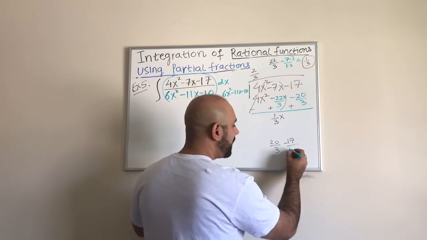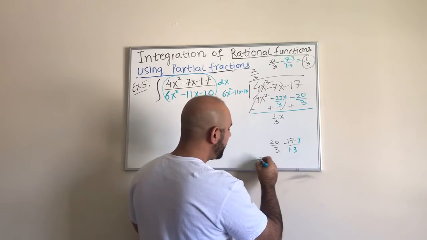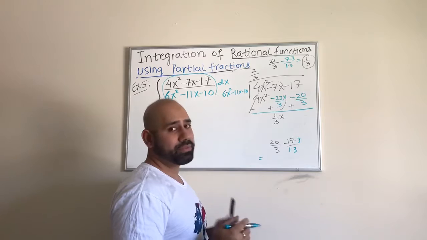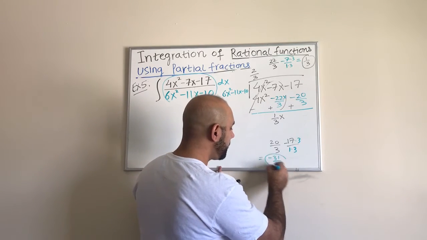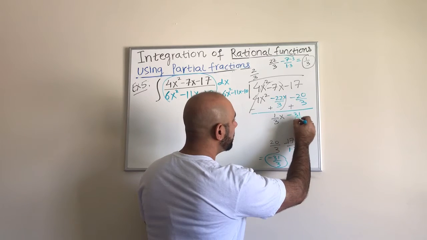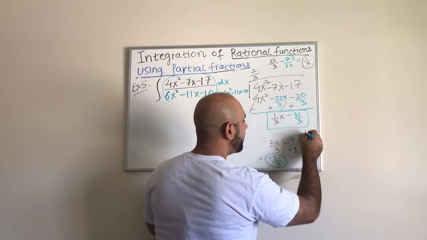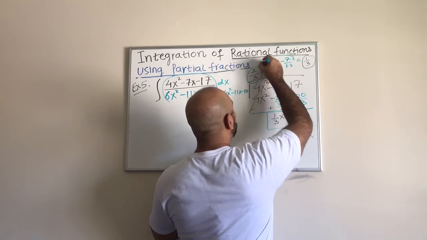There is an invisible 1. Multiply by 3. Multiply by 3. Got 20 minus 17 times 3 is 51. So 20 minus 51 is negative 31 over 3. So it is negative 31 over 3. That is my remainder. Guys, this 2/3 is my quotient.